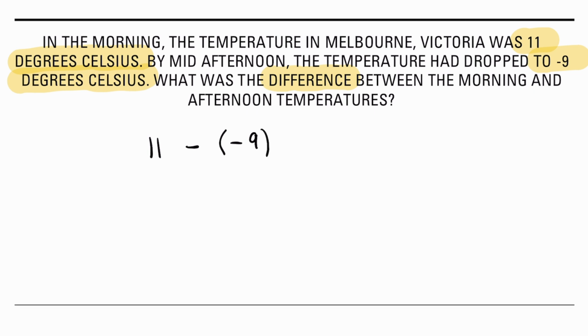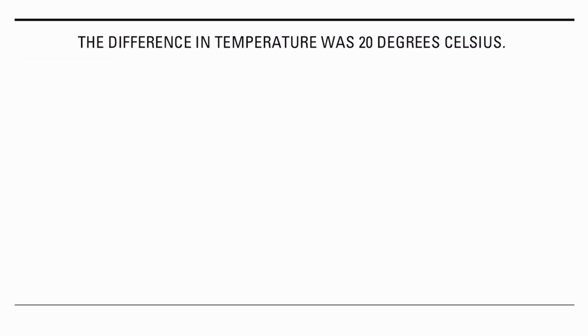Now this should seem quite easy, hopefully, after the last few examples. So 11 minus -9 turns into 11 plus 9, which equals 20. Therefore, there is a 20 degrees Celsius difference between the morning and afternoon temperatures in Melbourne. And so you can see here a worded answer that would be sufficient would be: the difference in temperature was 20 degrees Celsius. Of course, if you want to provide some context, like in Melbourne, Victoria, that's also perfectly fine. It's better to be on the safe side, depends on who's marking. So adding that may be beneficial.